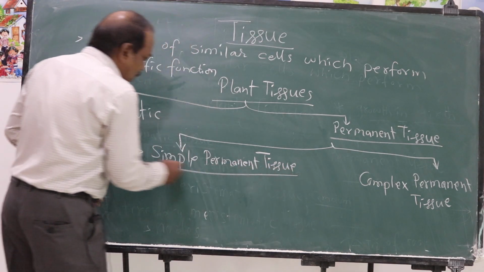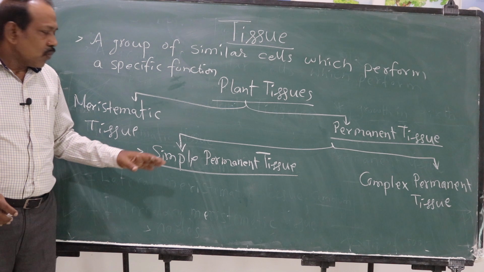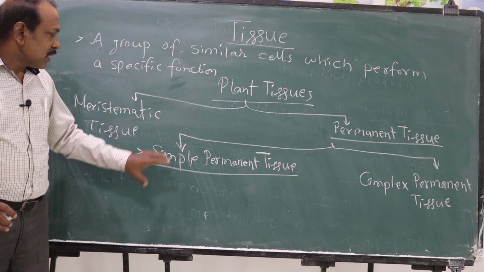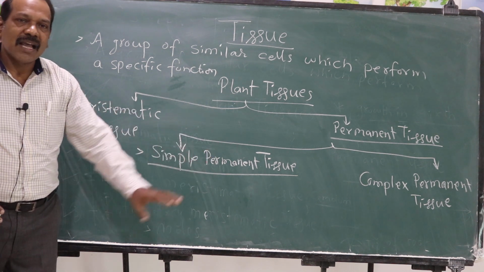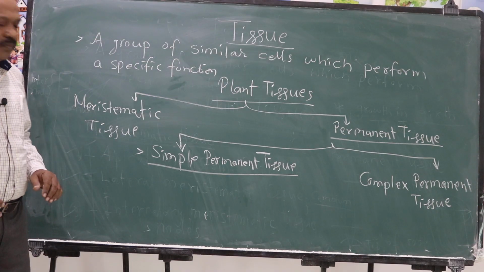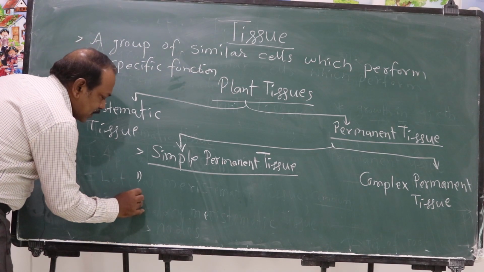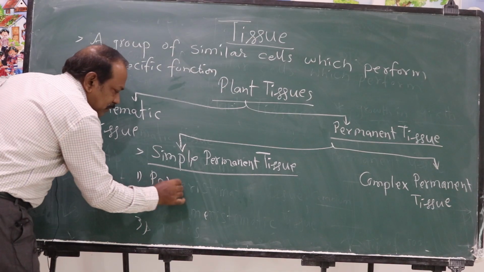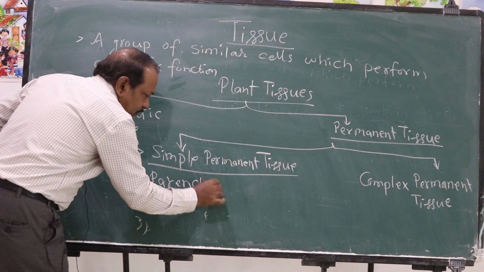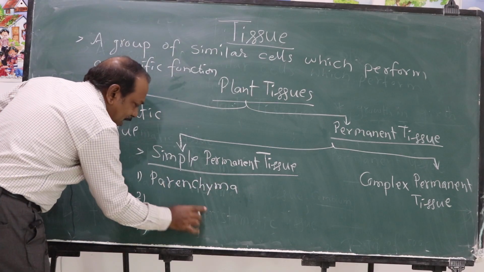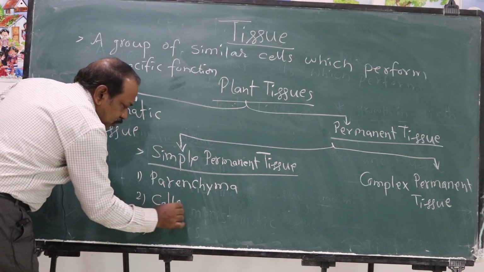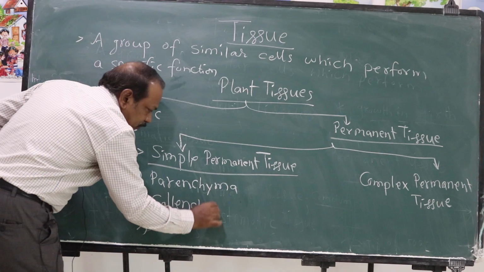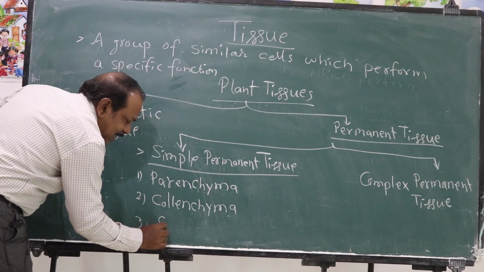First, let's try to understand what is simple permanent tissue. Again, for the sake of convenience of study, simple permanent tissue is further classified into three types. What are the three types? Parenchyma, collenchyma, and sclerenchyma.